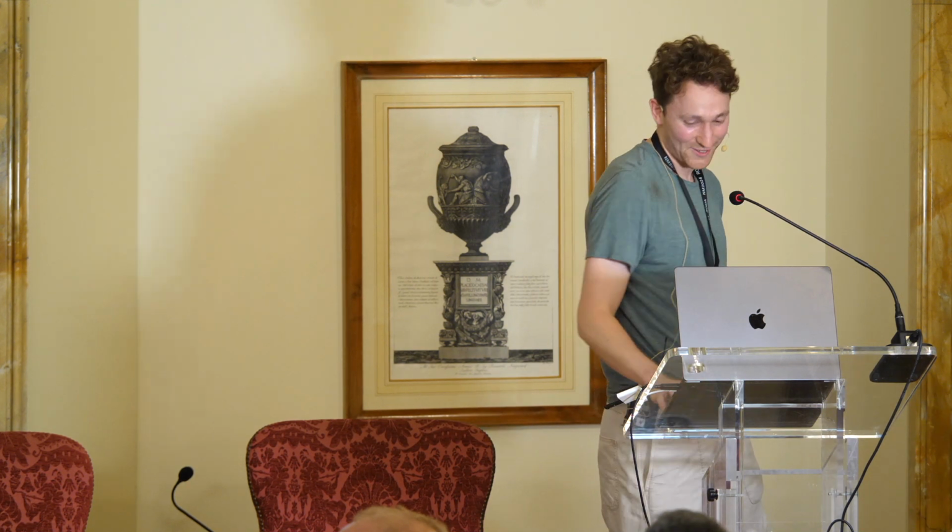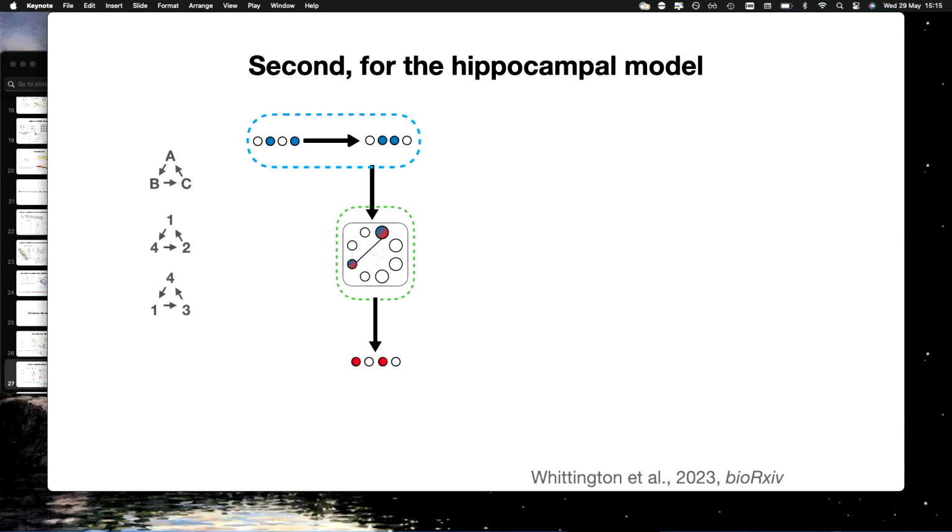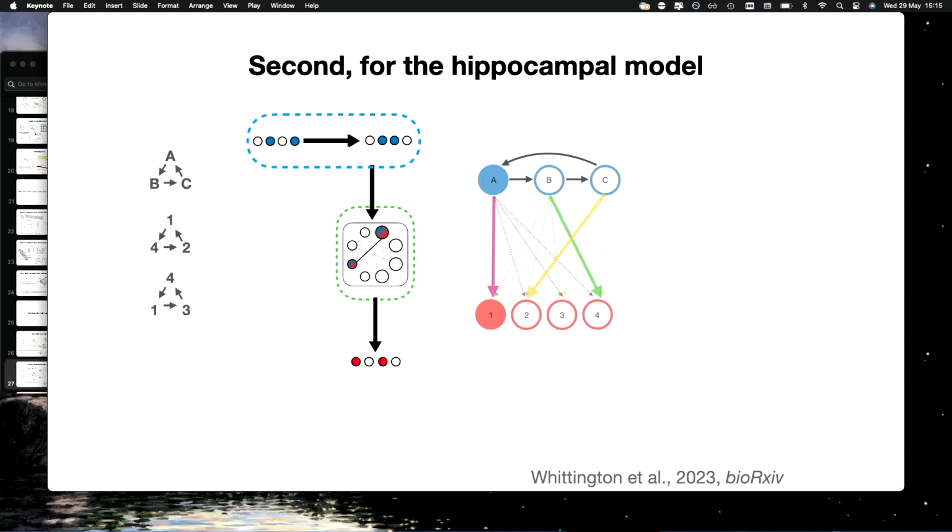We're nearly there, don't worry. Second, for the hippocampal model, you have to sort of trust me here that this model can be decomposed into a slightly simpler model, which has the following form. We have some position representations that get updated by some path integrator. So if I'm in position A, B, and C, that says that position A goes to B, B goes to C, you get the picture. This is just a position update.